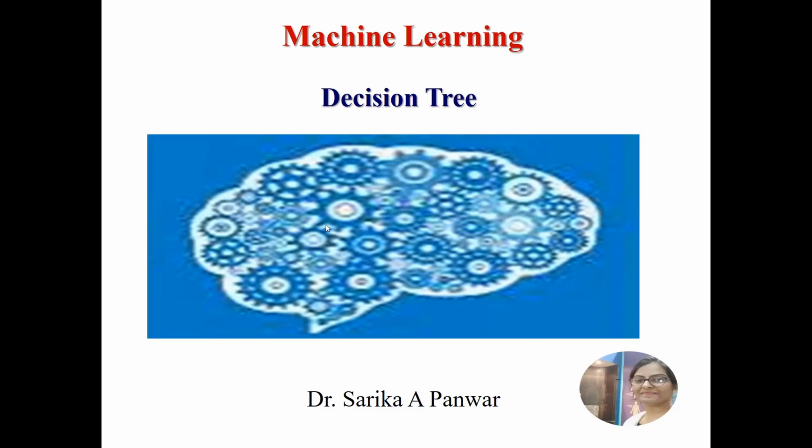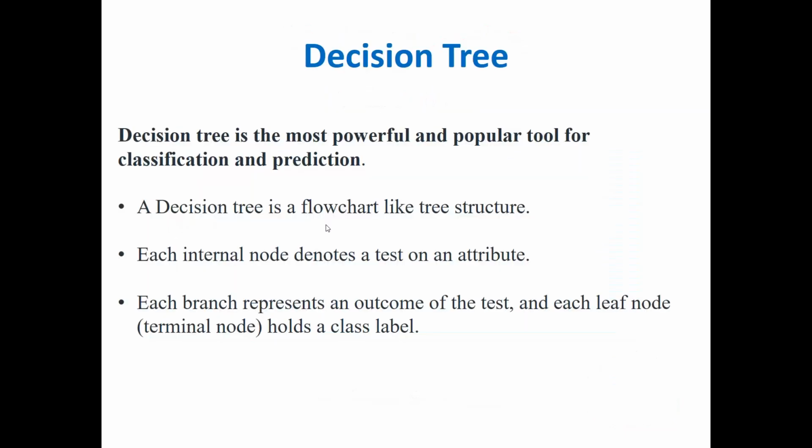In earlier lectures we have seen the difference between supervised machine learning and unsupervised machine learning. We know that in supervised machine learning the labels are used, and in unsupervised machine learning unlabeled data is used. Supervised machine learning algorithms are nothing but the classification and regression algorithms. So decision tree is the most powerful and popular tool for classification and prediction. Decision tree can be used for classification as well as regression.